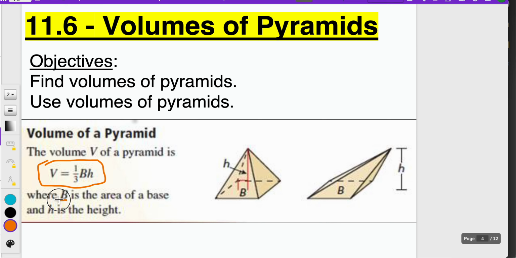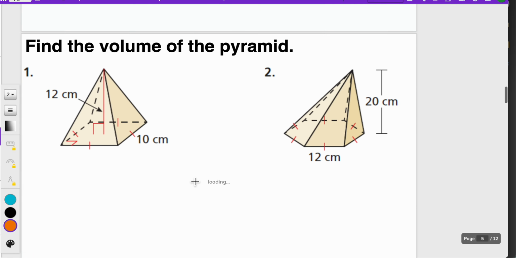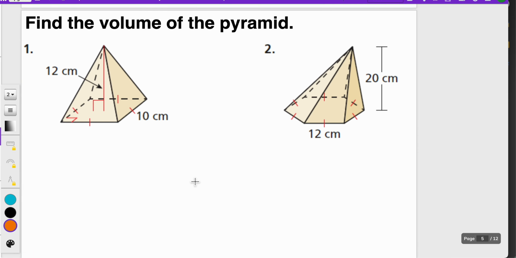So just keep in mind that big B stands for area of the base. That just depends on what your base is, and make sure you can find the area of that, and then timesing it by the height of the pyramid, which is from the base all the way to the point at the top. So we're going to try a few of these.